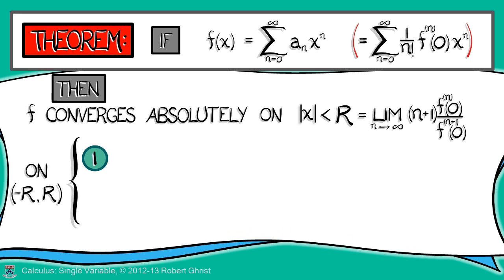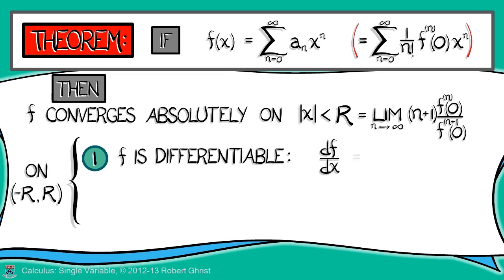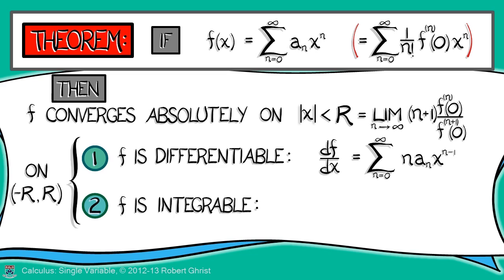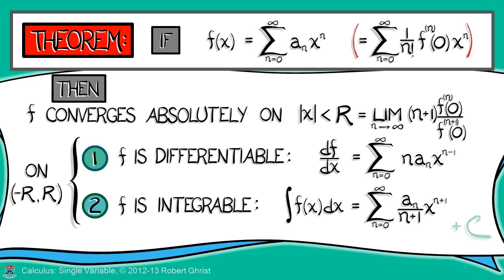Now, more importantly, when you're on this interval of convergence from negative r to r, then not only does your function converge, but it's differentiable. And the derivative is what you obtain differentiating the series term by term. Moreover, f is integrable, and the integral within this domain of convergence is exactly what you would get if you integrate the series term by term. Oh, as long as you don't forget the constant.